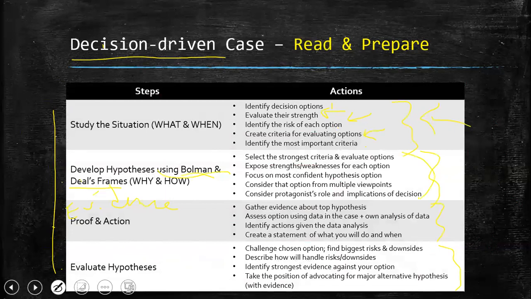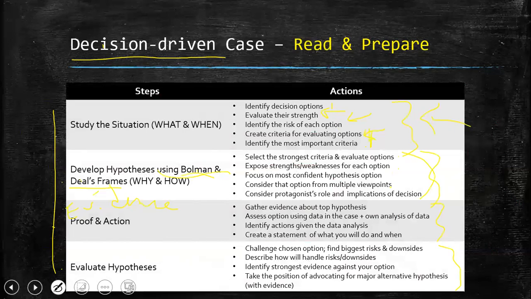Next, develop hypotheses using Bolman and Deal's frames. So you want to select the strongest criteria that you just came up with and evaluate your options, exposing the strengths and weaknesses for each option again. Focus on your most confident hypothesis options. So whether it's the structural, the human resource, the political, or the symbolic frame that you're looking through, what is your most confident hypothesis? What do you really think is happening? Like which of these frames best explains the situation or best helps you deduce what's happening or come to some sort of resolution about that?